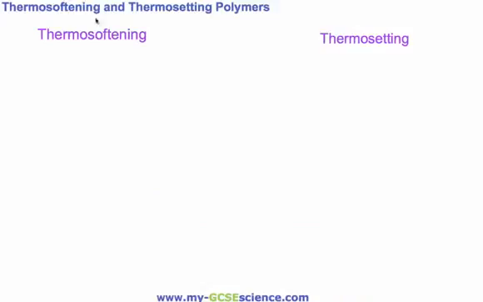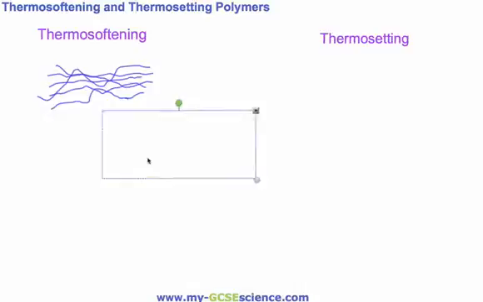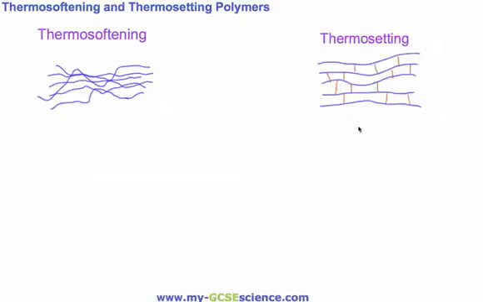Okay, so the next thing I want to look at is this idea of thermosoftening and thermosetting polymers. They are basically chains of polymers, as we've spoken about before, but they're arranged in a slightly different way. For thermosoftening polymers, you can see that the chains are fairly tangled together and not in a sort of rigid or regular structure, and the result is that the chains are fairly easy to separate.